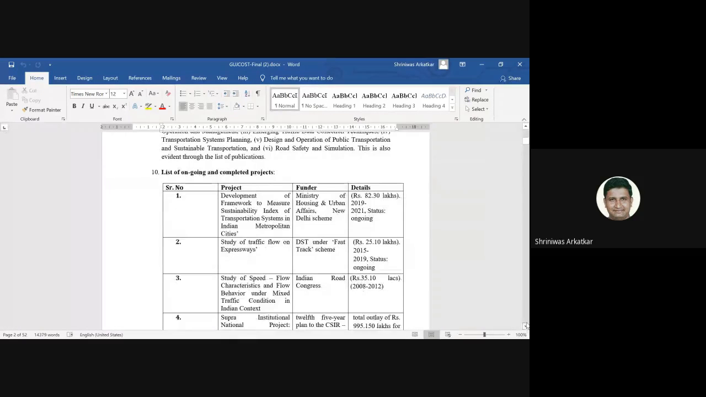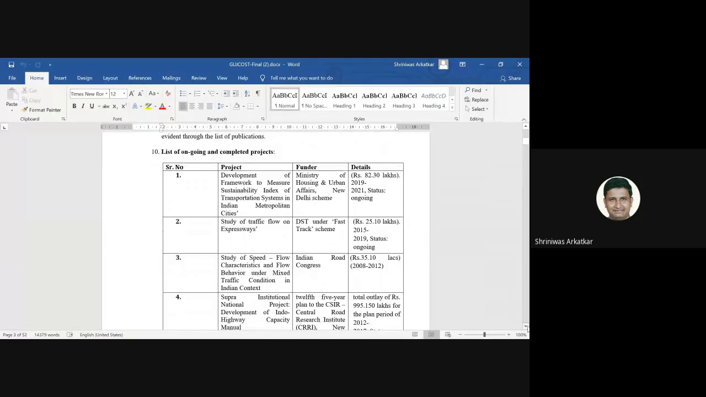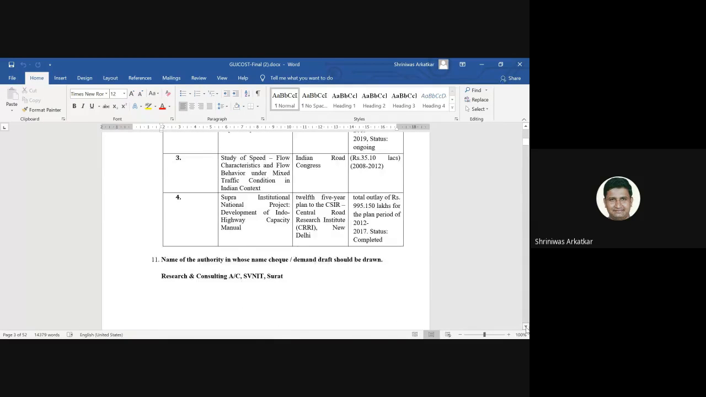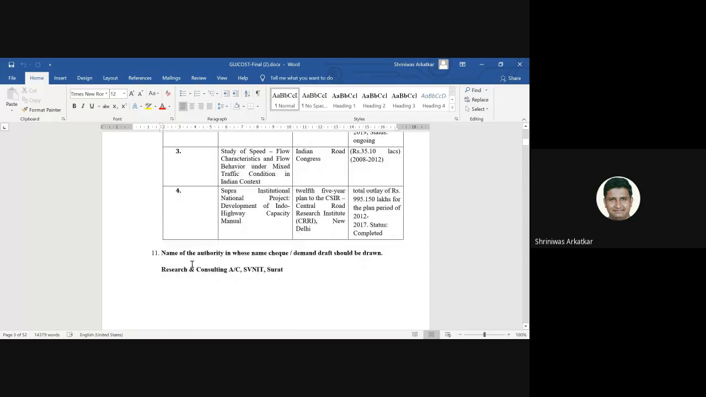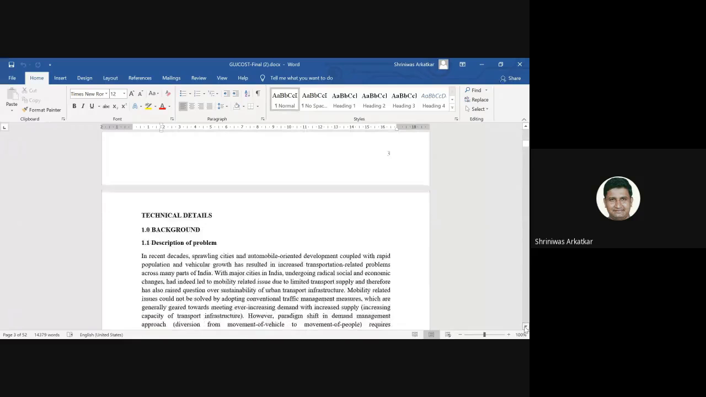Then they will also ask you what is the list of ongoing and completed projects. Of course, for minor projects, they may not ask you this question. This particular section is only made for those who have already some experience in handling big projects. Maybe it may not be important for you if you are going to just begin your proposal. Maybe you can look at some other points. Of course, name of the account details and all, there is no need to explain anything on that.